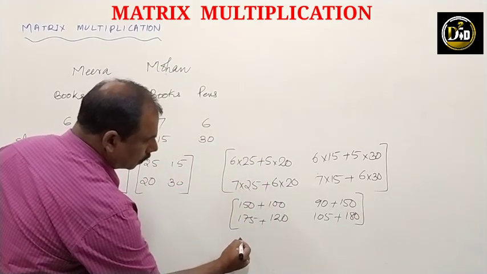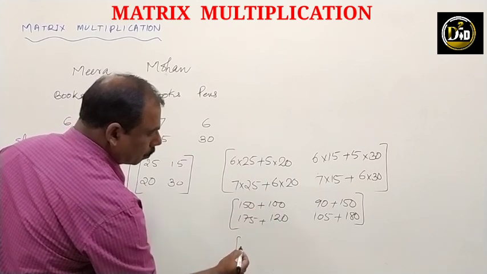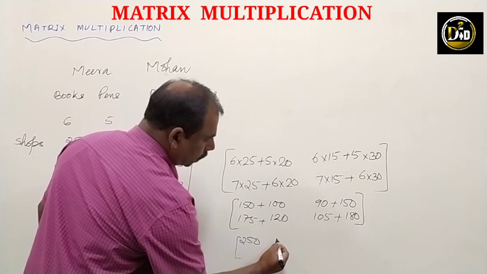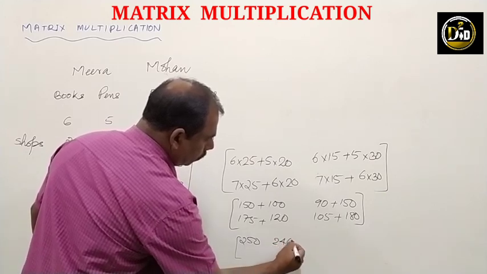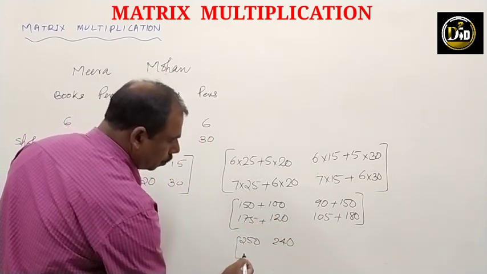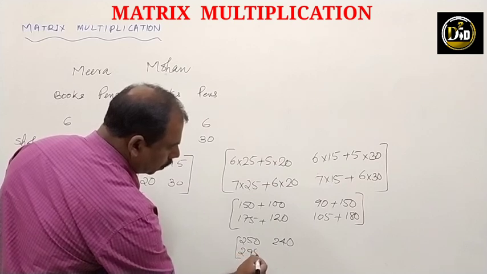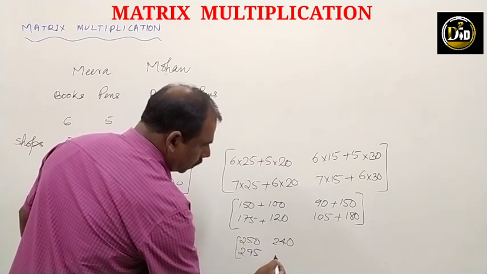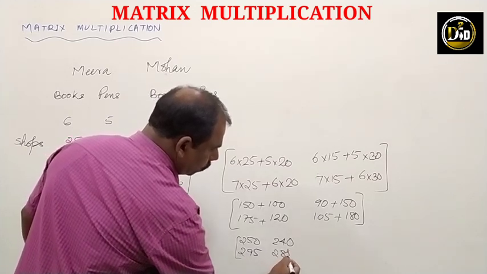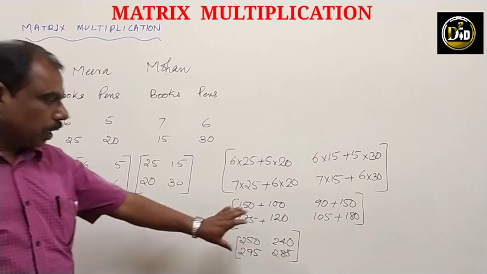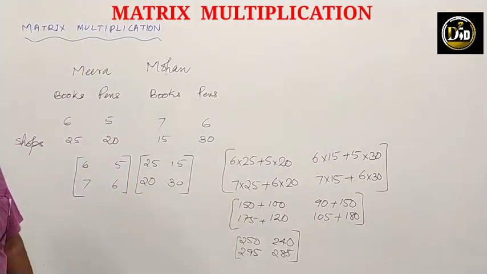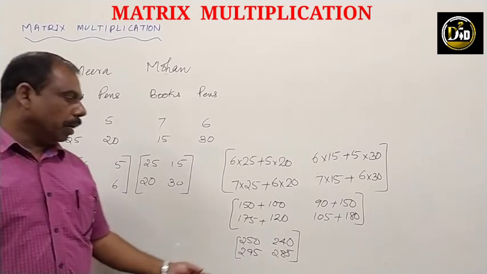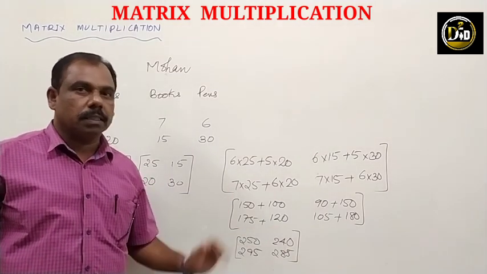So if we simplify once again, we get 150 plus 100, that is 250, 90 plus 150, that is 240, 175 plus 120, that is 295, 105 plus 180, that's equal to 285. So by looking at this arrangement, we can say that these students, Meera and Mohan, they will be getting the benefit when they buy from the second shop.